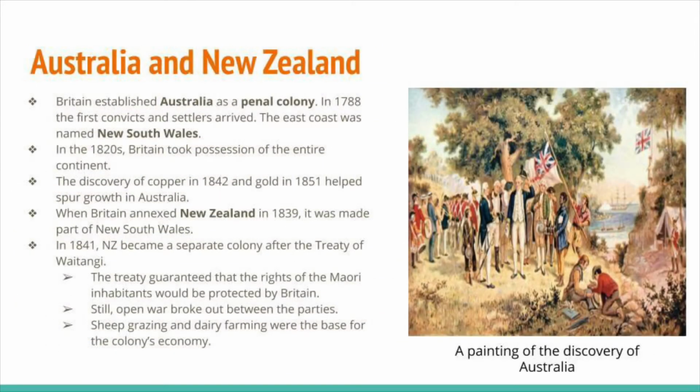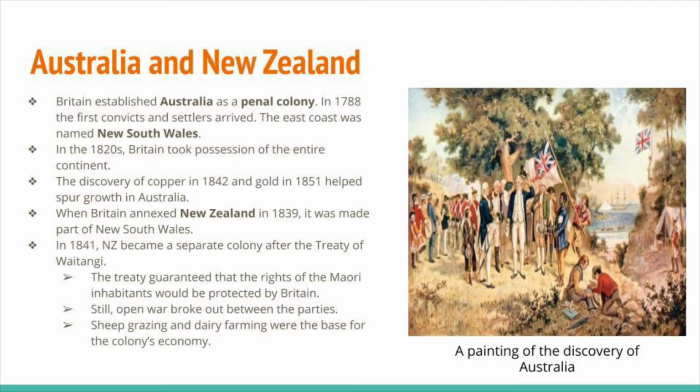Australia and New Zealand. Britain established Australia as a penal colony. In 1788, the first convicts and settlers arrived. The east coast was named New South Wales. In the 1820s, Britain took possession of the entire continent of Australia. The discoveries of copper and gold helped spur growth in Australia.